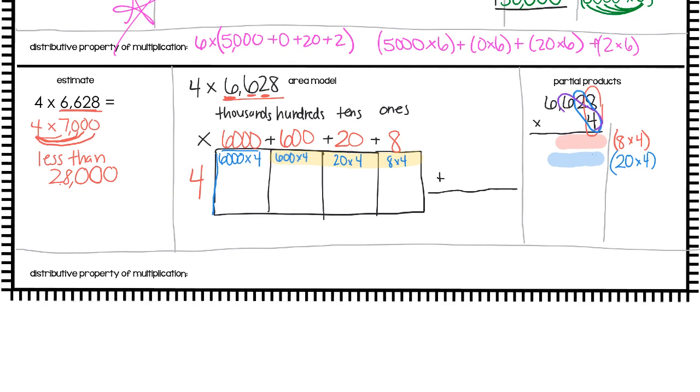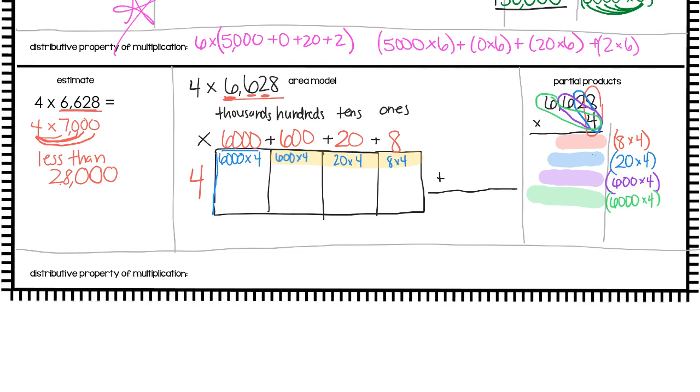6 hundreds times 4 will be our next step. So because 6 is in the hundreds place, we're going to have 600 times 4. Okay, and our answer will go here. And then our last step, we're going to circle our thousands place. So now we have 6 thousands times 4. So 6,000 times 4. And your answer to 6 thousands times 4 will go here.